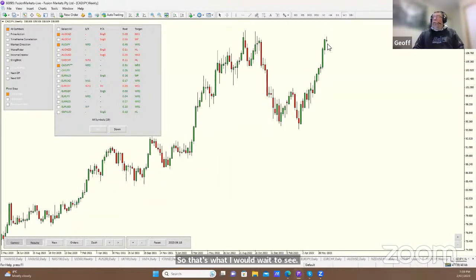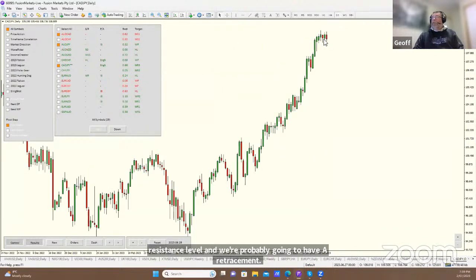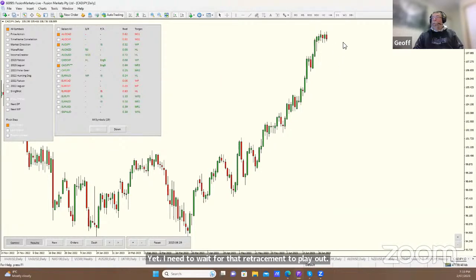So as far as this key reversal bar is concerned, okay, I get the picture. The picture is we've had a resistance level and we're probably going to have a retracement. Yet I need to wait for that retracement to play out, or sorry, to set up before I can play it.